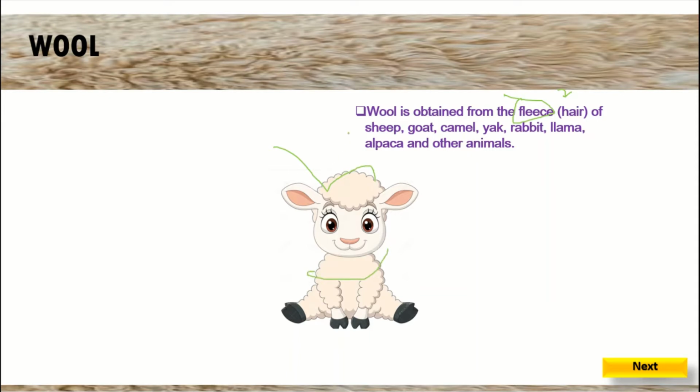From the hair of not only sheep, from the hair of goat, camel, yak, in deserts camel, in hilly areas yak, rabbit also, in South America llama and alpaca, and many more animals are there from which wool is obtained. But this wool is obtained from the hair of these animals. So you will write the fleece of the animals.